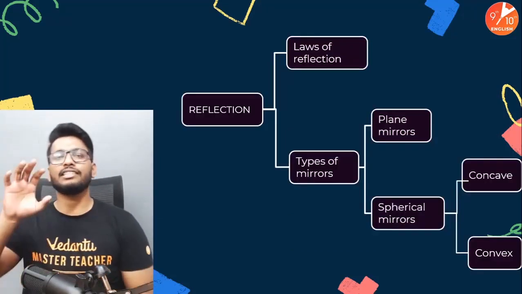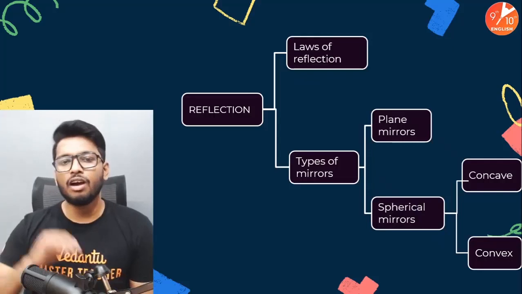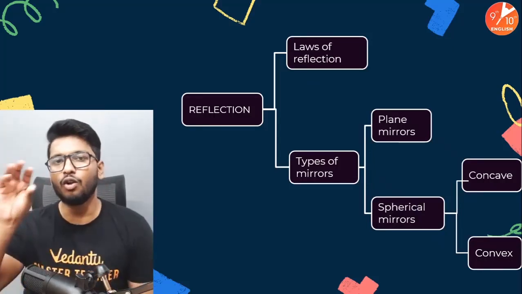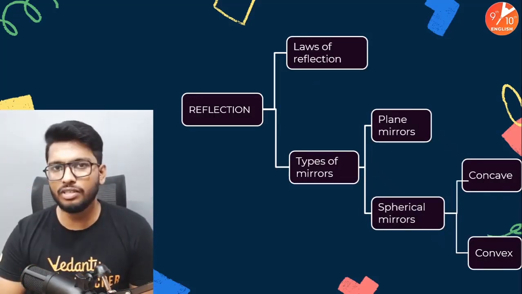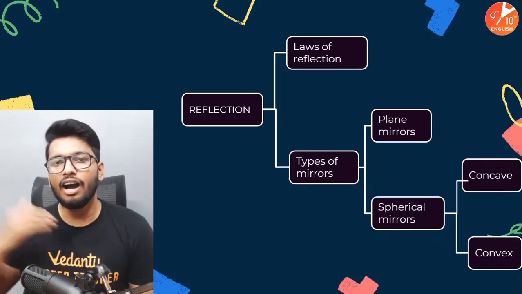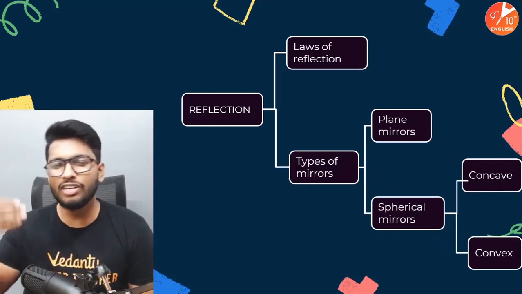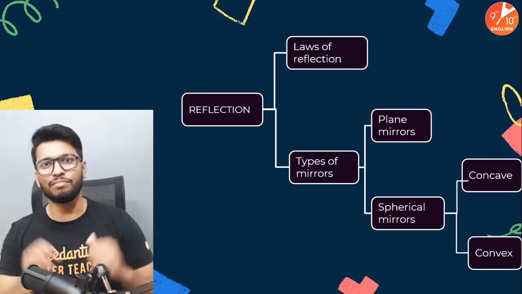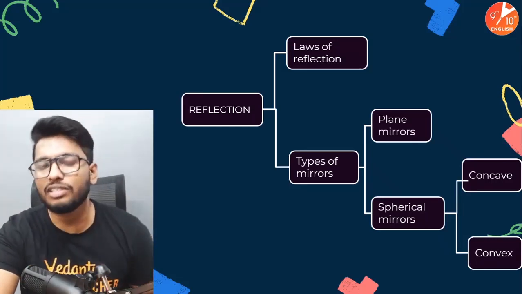In this particular session, we'll understand what reflection is. We'll understand the laws of reflection. What are the types of mirrors? That is plane and spherical mirrors. Under spherical mirrors, we'll understand concave and convex mirrors. That is the session plan. So let's start with what reflection is.